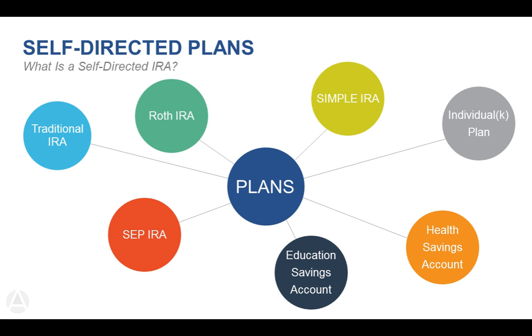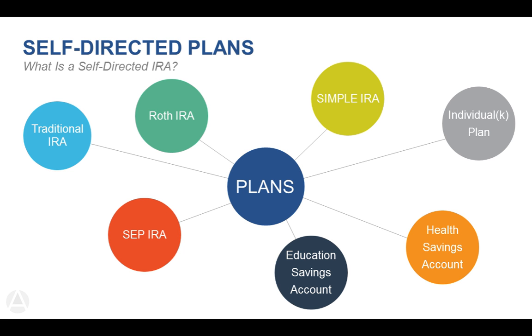So getting with a CPA to see which one makes more sense is certainly advisable in that instance, and both of these types of plans, as well as the simple IRA, can be self-directed as well. The SEP IRA, traditional, Roth, simple, and individual 401k are certainly the most common types of plans that we administer with real estate assets and anything else that's self-directed.